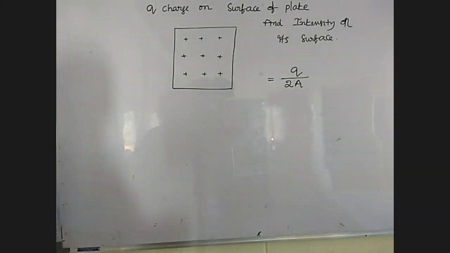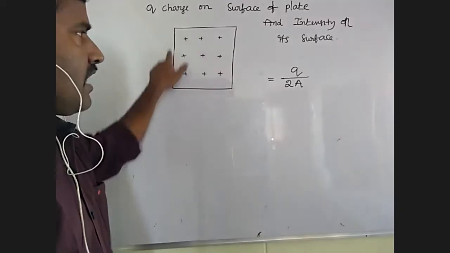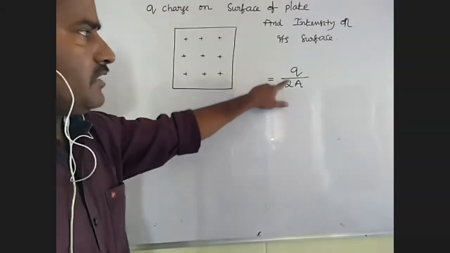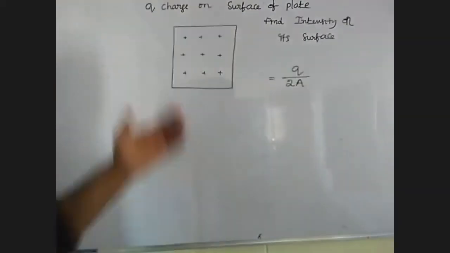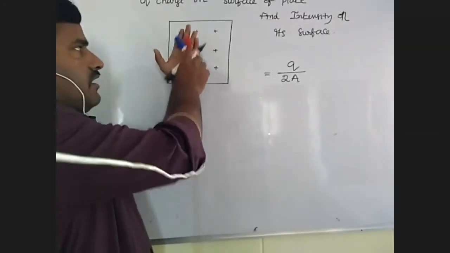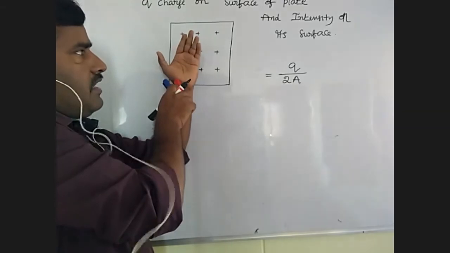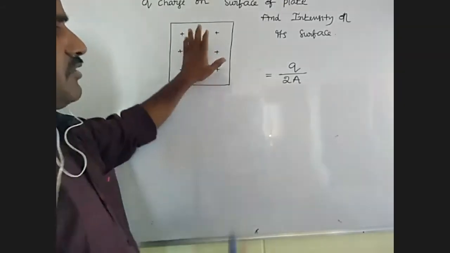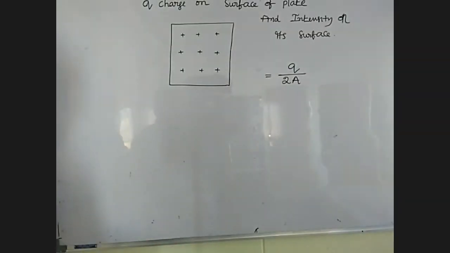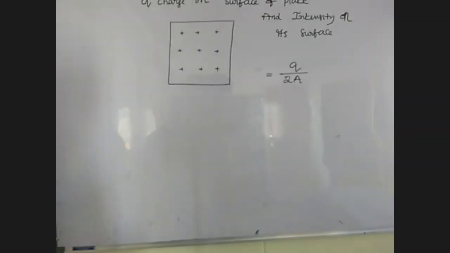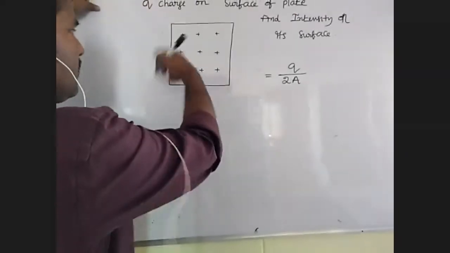That means one surface has charge Q by 2 upon area. This front side has charge Q by 2 upon this area, and the back side also has charge Q by 2 upon area. Under this condition, what is the intensity on its surface?